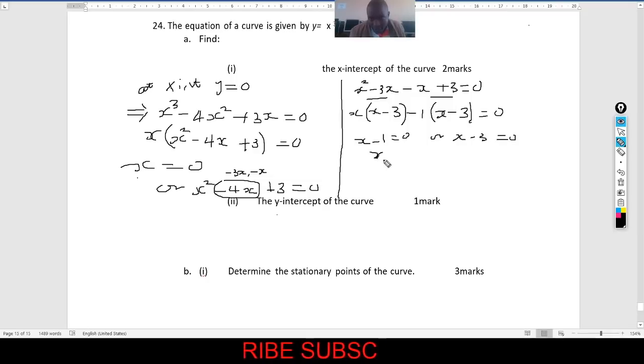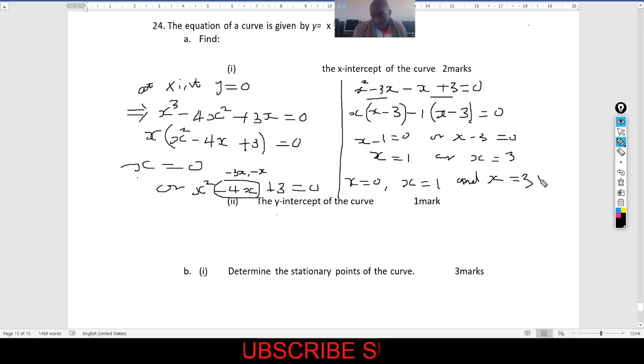So x equals 1, or x equals 3. That means the curve will cut the x-axis in 3 places. It will cut it at x equals 0, it will also cut it at x equals 1, and it will also cut it at x equals 3. So these are the x-intercepts. You get your 2 marks.